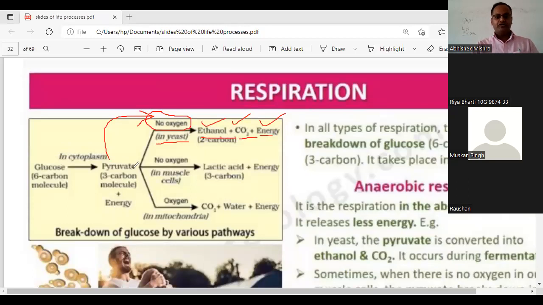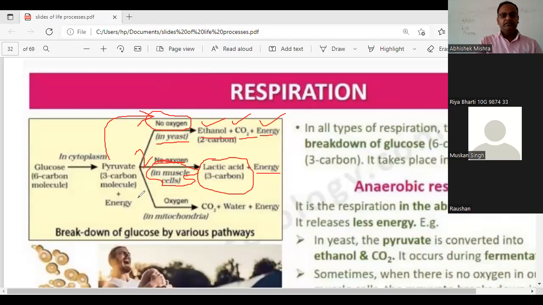Now the second case of pyruvate is in our muscles. Students, you must have noticed that when we do vigorous physical exercise, after some time we feel pain in our legs, in our muscles, which we call muscular cramps. Remember, that pain is due to the accumulation of lactic acid. Actually, this is not no oxygen. We should write it as insufficient oxygen. In our muscle cells, this pyruvate gets converted into lactic acid and energy.